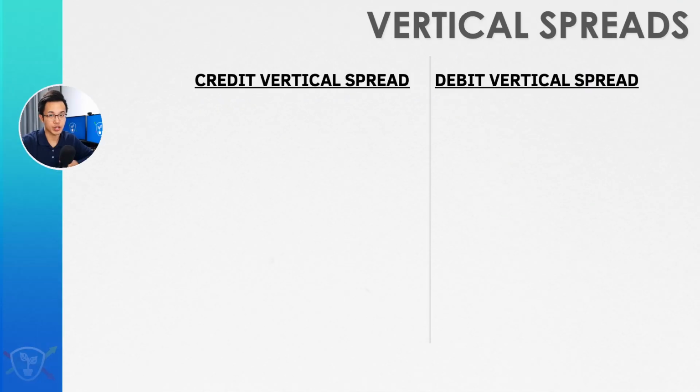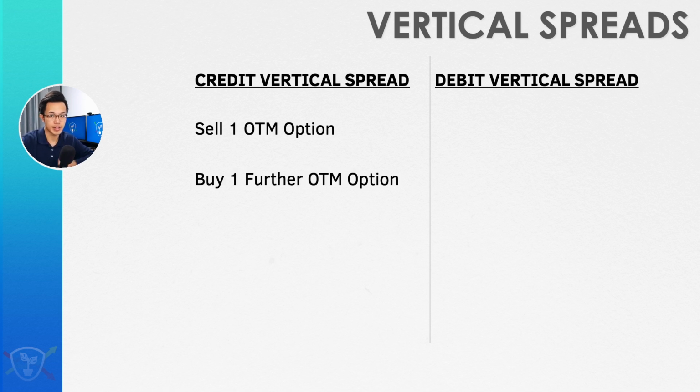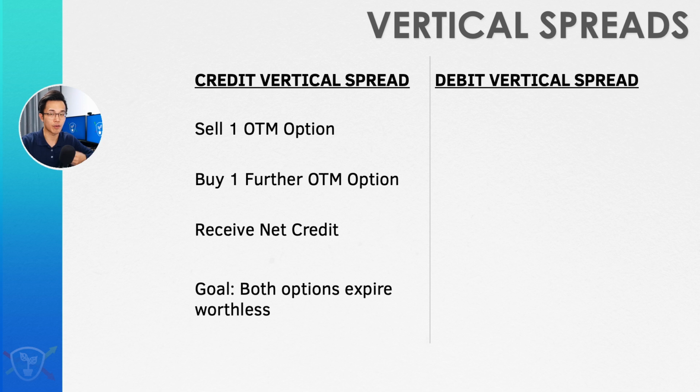To execute a credit vertical spread, we will sell one out of the money option contract and simultaneously we will buy another out of the money contract that is further away as protection. Because the option that we sold is more expensive than the option that we bought, we will receive a credit for executing this strategy. The goal here is for both option contracts to expire worthless by expiration date.